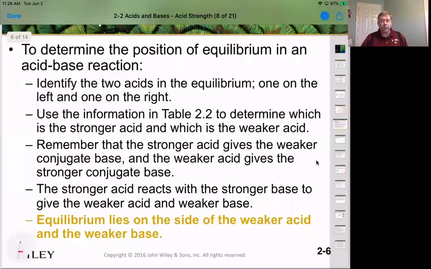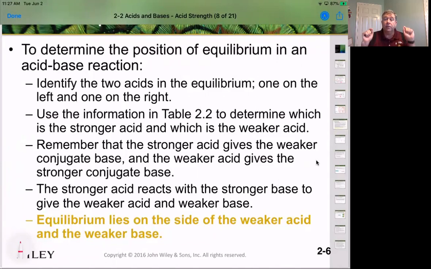Okay. So how do we determine the position of our equilibrium right here? First thing we want to do is identify what the acids are in the equilibrium. Remember, there's going to be one acid on the starting material side and one acid on the product side of the equation. So you can think about this as the conjugate acid. We're going to compare the conjugate acid strength to the acid strength and look at which one is stronger. And then we're going to use the information on table 2 to decide which is the stronger or weaker acid.